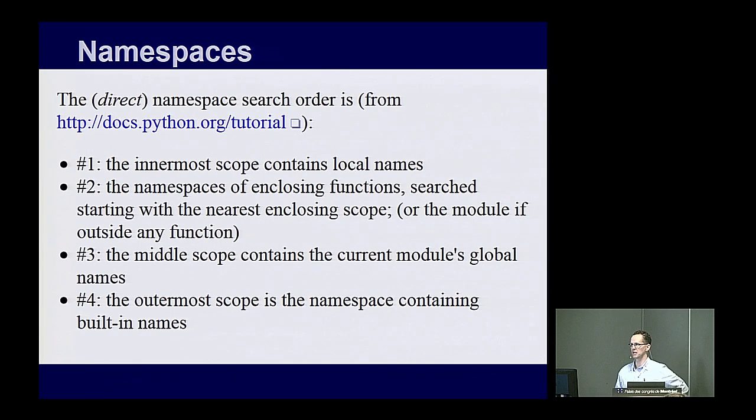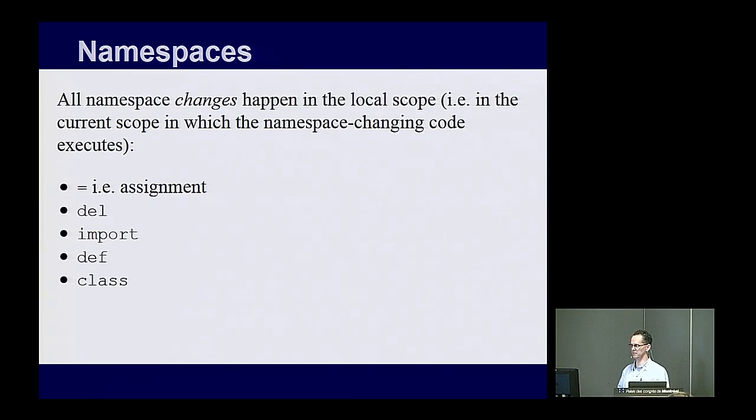Here's the direct namespace search order from the Python tutorial. First, it looks at local names. Then it looks in enclosing functions going out. Then it looks at the current module's global names. And finally, it looks at the built-in names. So it does a search on its way out for finding a name. All namespace changes happen in the local scope, right? In the current scope being executed for whatever namespace operation it is.